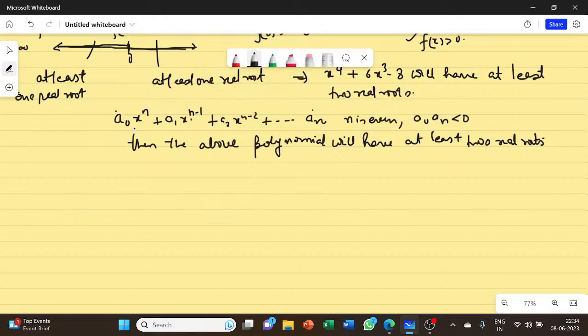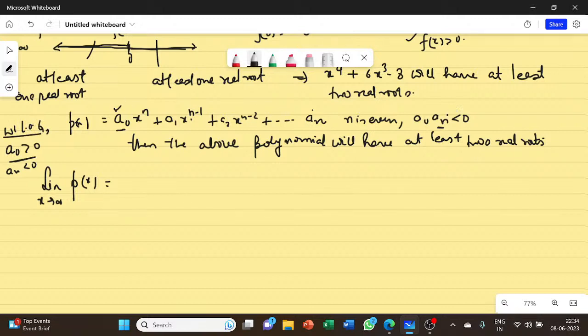So in order to prove it, I'll take the highest power component. Let us write it as p of x, and let us find how p of x behaves as x tends to infinity. Let us assume that a0 is positive. So if a0 is positive, according to the condition, an must be negative. You can take the other case also, but right now I'm just taking this case without loss of generality.